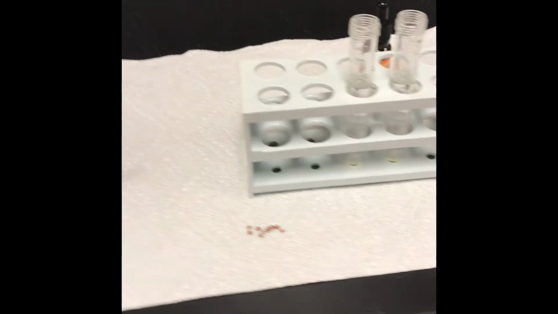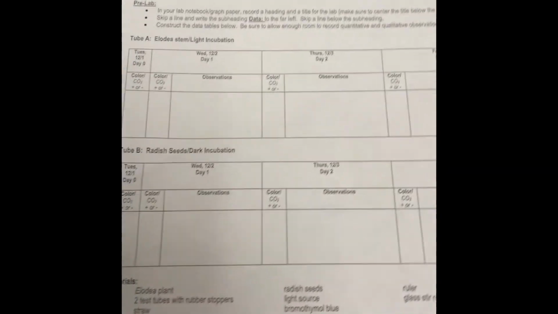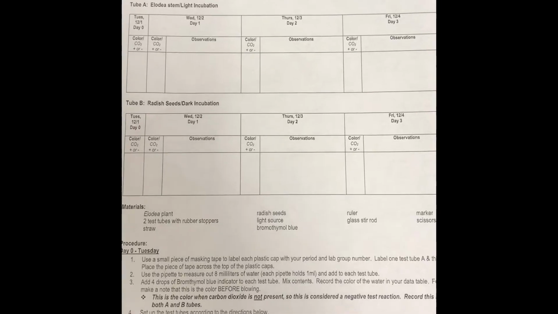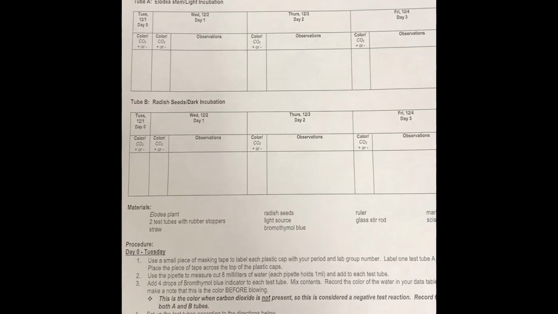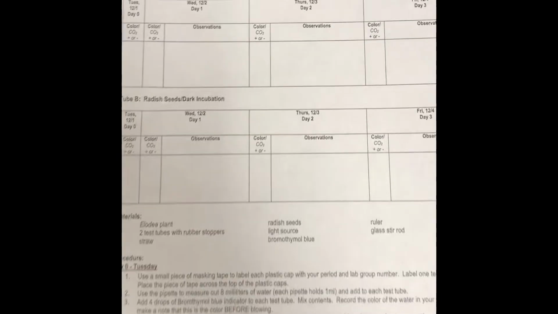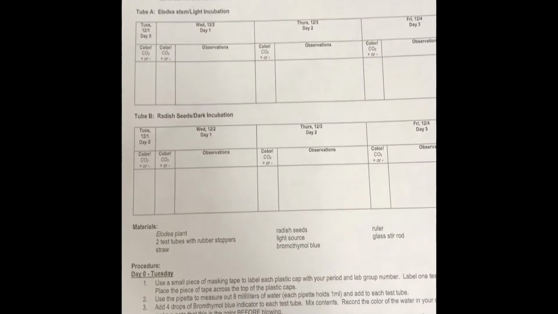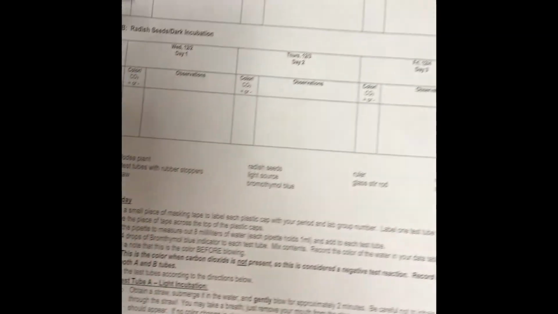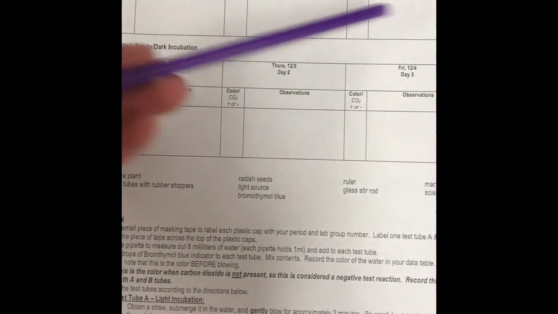Today we're going to set up part 1. It's actually day 0 of our Cycle of Life lab. So you should have already printed off my website, the document that you see in front of you on the screen. It's the Cycle of Life, a comparison of photosynthesis to cellular respiration. So for pre-lab, I wanted you guys to draw the data tables that you see there, making sure that you left enough room for observations throughout the course of the week.